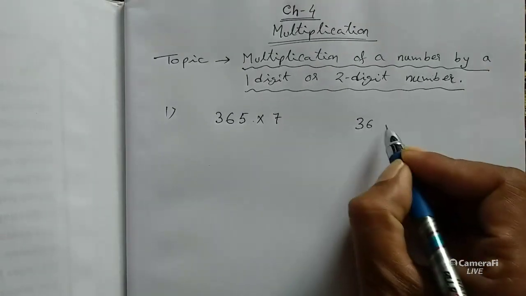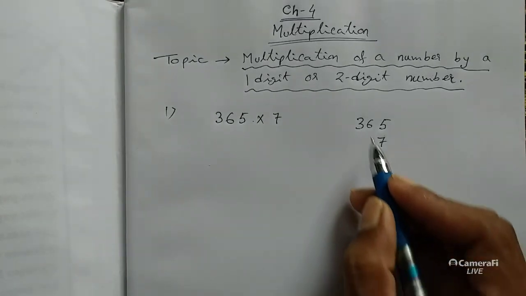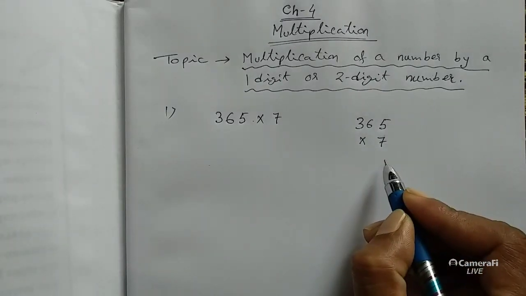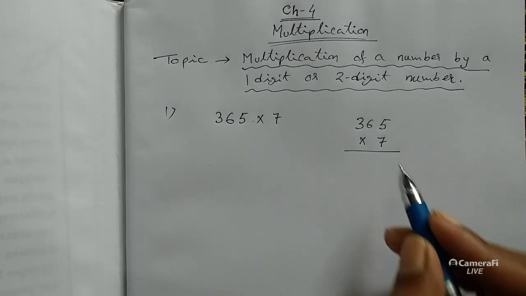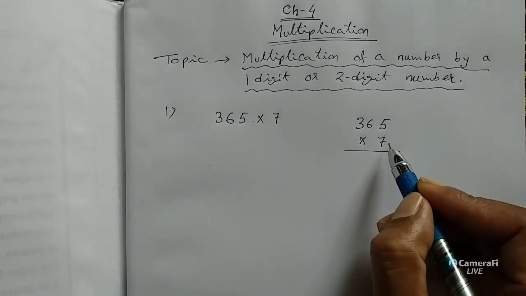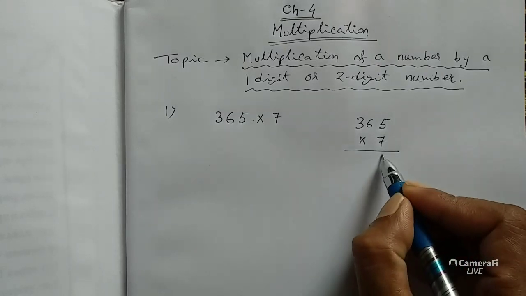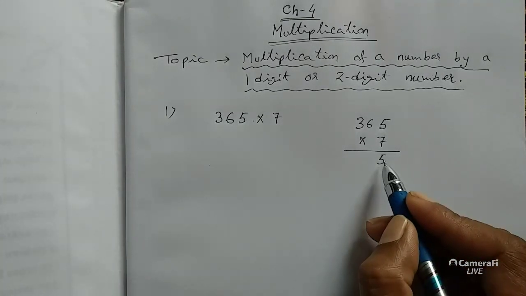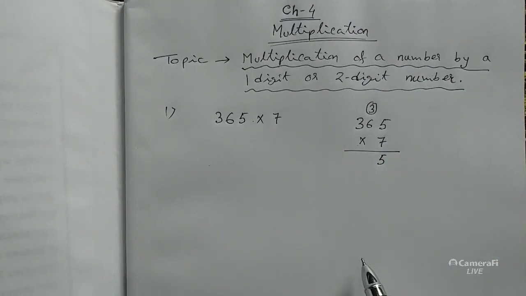Let us first arrange the numbers in columns. 365 and then below 7. Give the multiply sign. Now do the multiplication with the table of 7. 7 5s are 35. 5 is written, 3 carry for the next step.